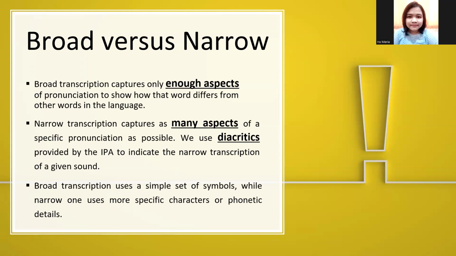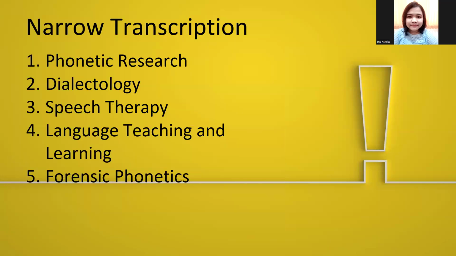So the transcription in narrow transcription uses diacritics that is provided by the IPA to indicate the narrow transcription of a given sound. And broad transcription uses a simple set of symbols, while narrow one uses more specific characters of phonetic details. So why do we need to learn about narrow transcription? The narrow transcription itself is useful or beneficial for phonetic research, dialectology, speech therapy, language teaching and learning, and also for forensic phonetics.